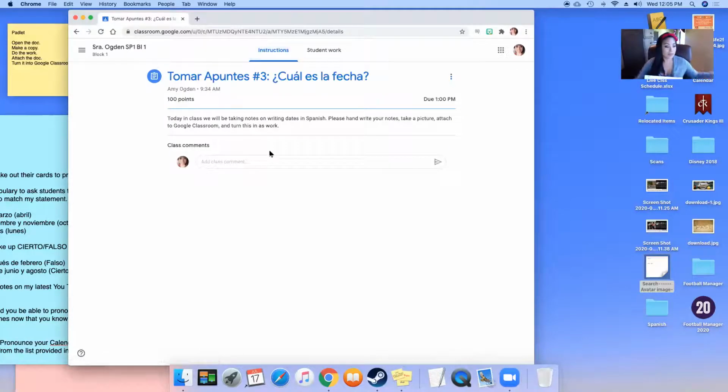So, necesitan un cuaderno y algo para escribir, something to write with. Prefiero mi bolígrafo turquesa. I love turquoise. So I'm going to be using that to make my notes. And you're going to do hand notes. Then you're going to take a picture. Tengo mi teléfono. Voy a sacar una foto. Okay? And then I'm going to share my photo in Google Classroom by attaching it to this Tomar Apuntes assignment.